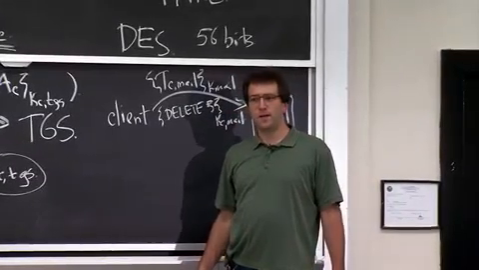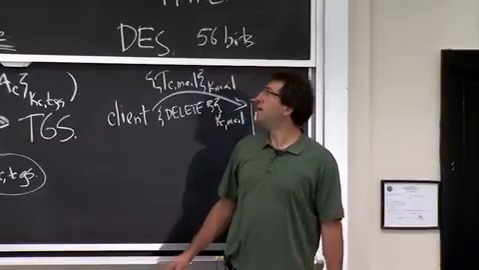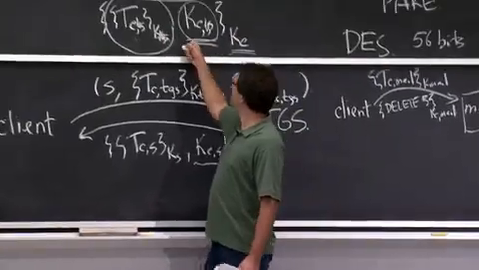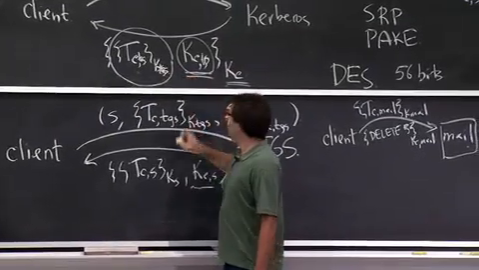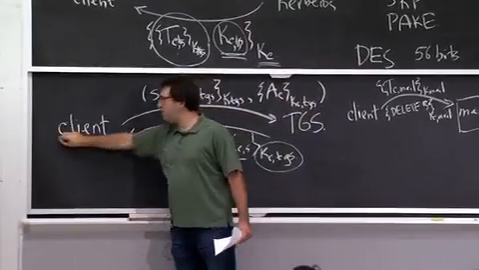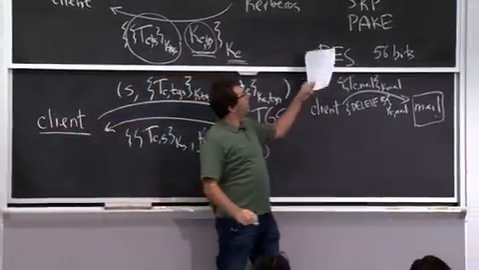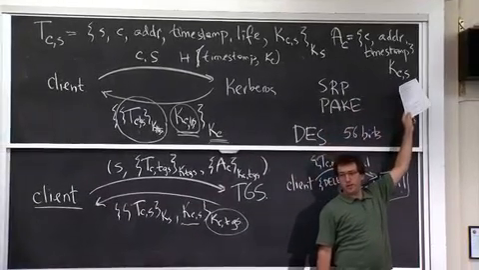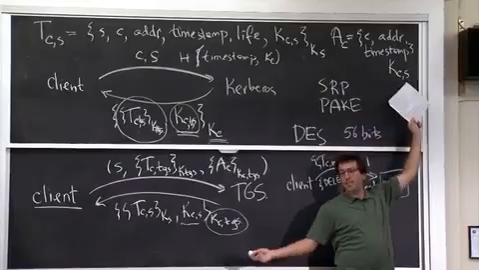You had a question? Yeah. Kerberos initially sends the TGS ticket and KCTGS. Where is the AC, the authentication ticket? So AC, those authenticators are actually generated by the client. Note that the client only needs KCS to generate an authenticator, so the client can make these up anytime it wants.